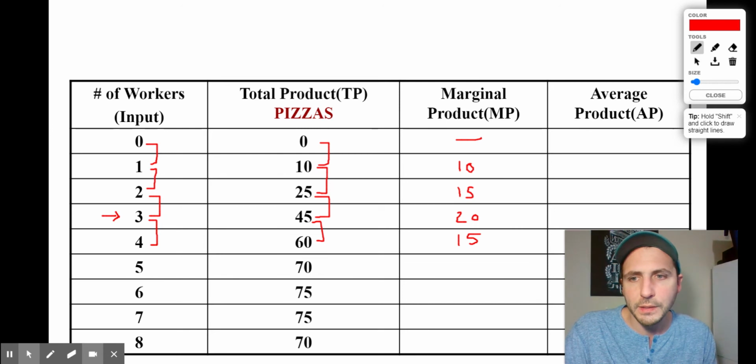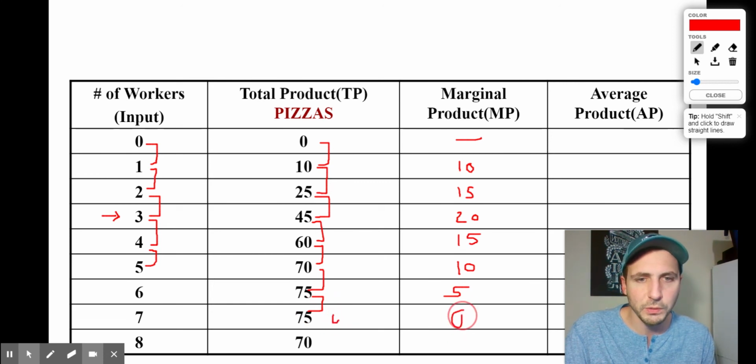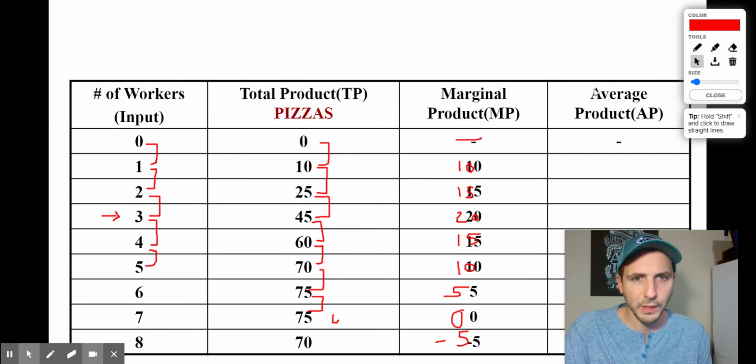Okay. Next up is fourth to fifth. So I'm going from 60 to 70. So that's going to be 10. 70 to 75. So that's going to be 5. 75 to 75. That's going to be 0. And then 75 to 70. That's going to be negative 5. So far, so good. Hey, I did the calculations right.